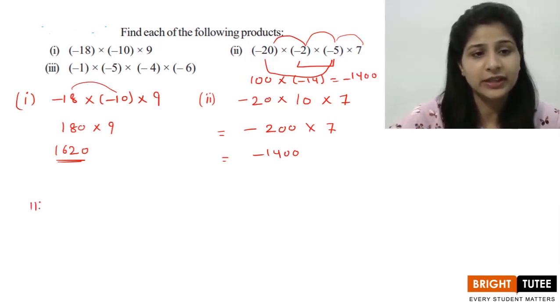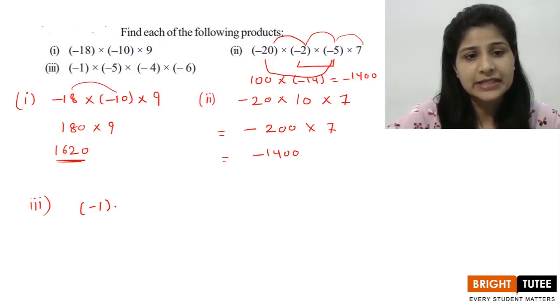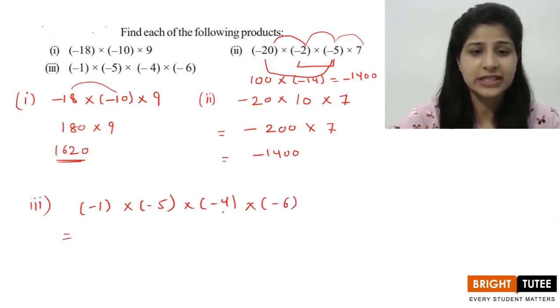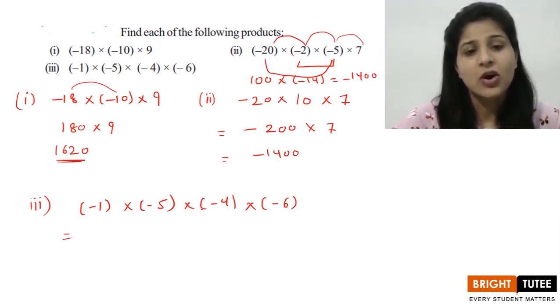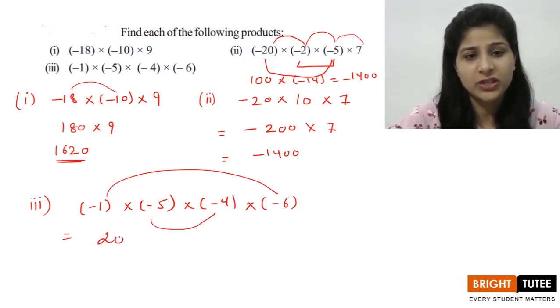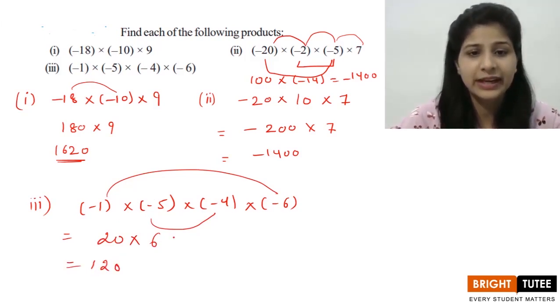The next one, the third one, let's figure out this one. Minus 1, minus 5, minus 4 and minus 6. So when we solve this, just see what we can do. I can multiply minus 1 and minus 5 and 4 and 6. Also I can multiply minus 5 and minus 4 and minus 1 and minus 6, just see. Yeah, like this. So minus 5 and minus 4 is plus 20, and minus 1 and minus 6 is 6. So yes, this is quite easy to do. Correct? So these are some of the ways we can do.